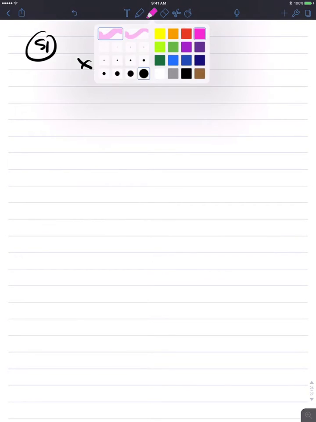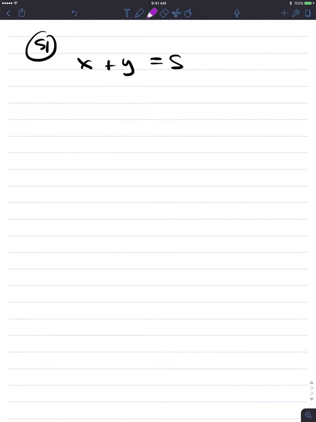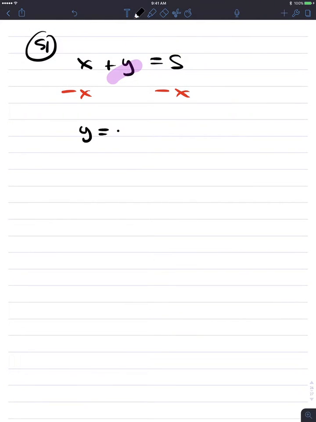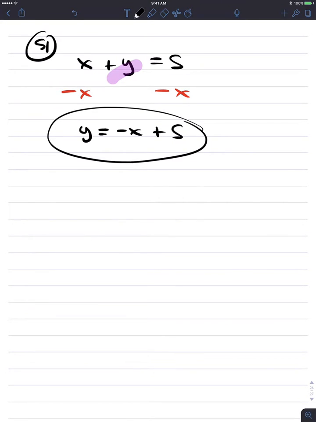51. x plus y is 5. We're solving for y. We're going to subtract x from both sides so that my x's cancel and I get y equals negative x plus 5. And we're done.